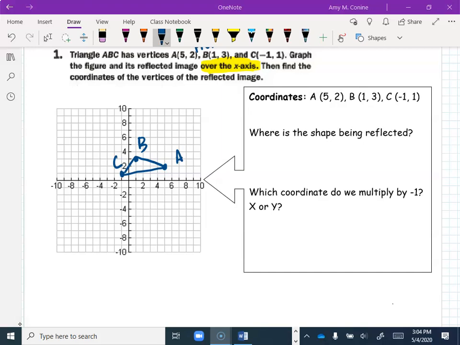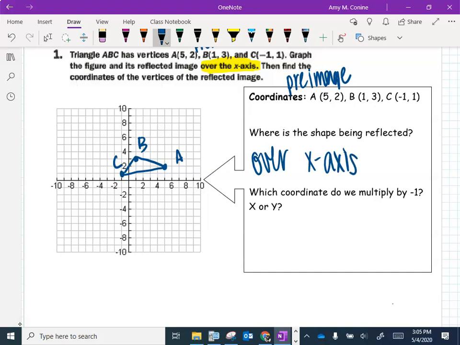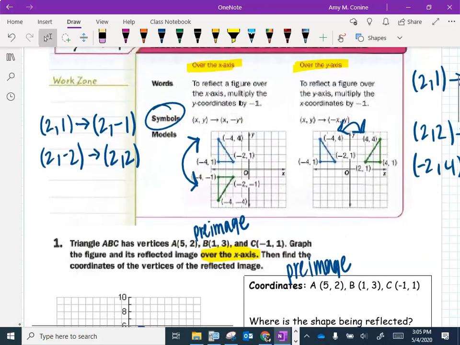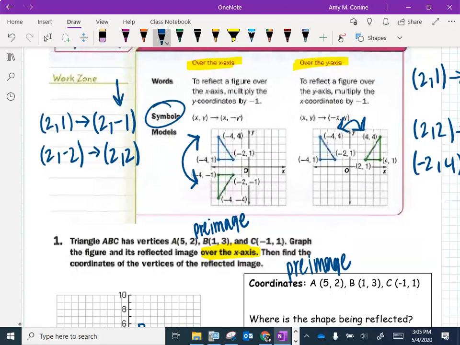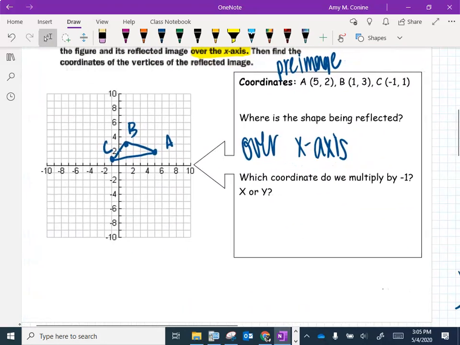The blue is our pre-image here. So this is our pre-image. And I'm going to do our image, our new one, in purple. If I'm looking at my box, I have these coordinates, which I already plotted my points. And it says, where is the shape being reflected? It's being reflected over your x-axis. So you can do this two ways. The first way we talked about is just making your y value the opposite. You could think about it like that. Or the second way, which gets you the same result, is that you could multiply a coordinate by negative 1.